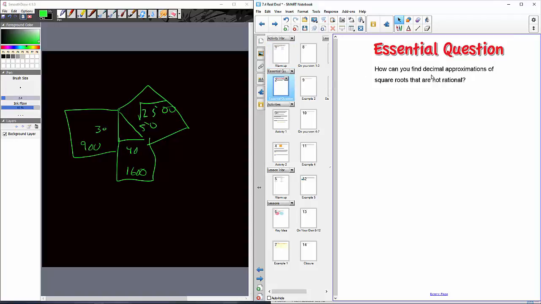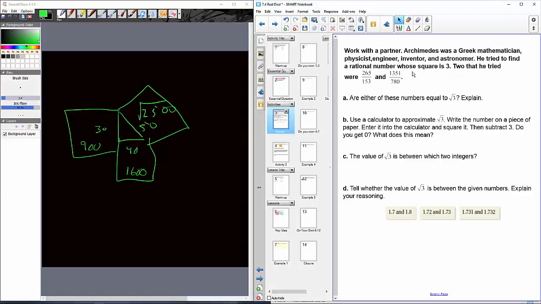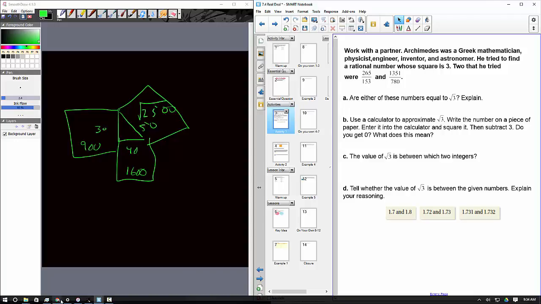What we want to do is find the decimal approximations of the square roots that are not rational. We have to figure out what rational even means today. So that's part of our activity. Archimedes tried to figure out at one time if either of these fractions were equivalent to the square root of 3. And what I want to do is figure that out. So first of all, just figure out what 265 over 153 is.